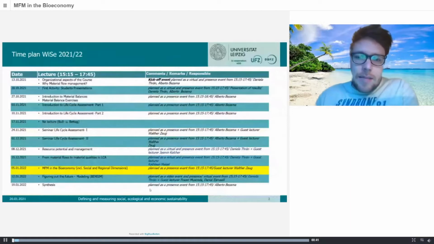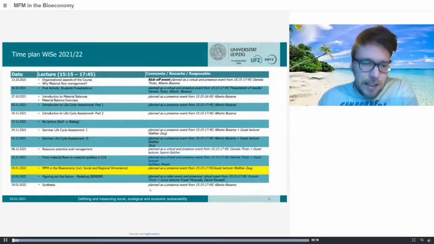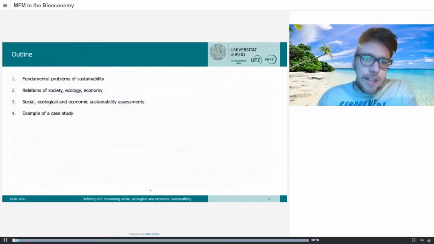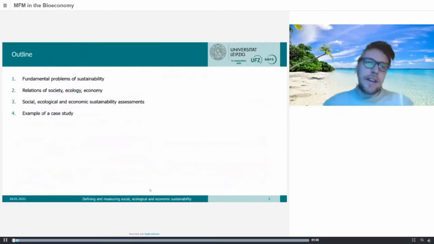And here you can see the course plan of this semester. I think you know it. There will be two more presentations on the 12th and on the 19th of January. And today we start with first a look at the fundamental problems of sustainability.